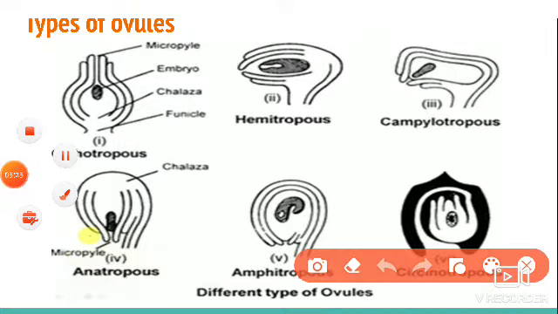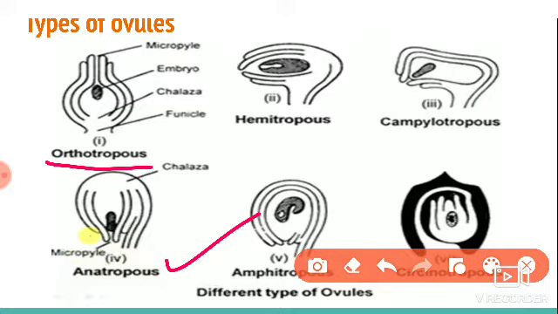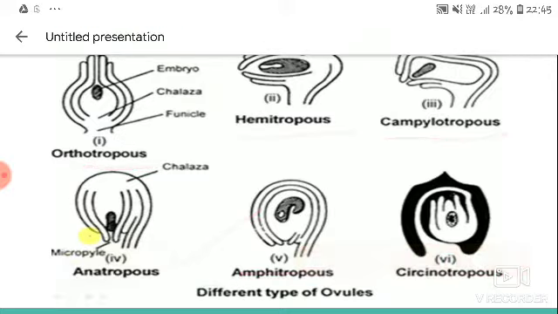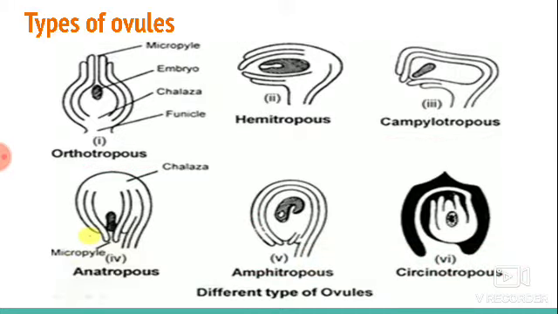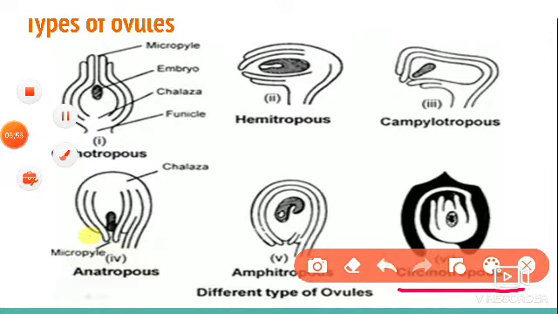What we studied lastly in the ovule is the anatropous ovule. Here you can find a few more types. One is the orthotropous ovule, then the hemitropous ovule, then the campylotropous ovule, then the amphitropous ovule, and along with that the circinotropous ovule. This is the last one.